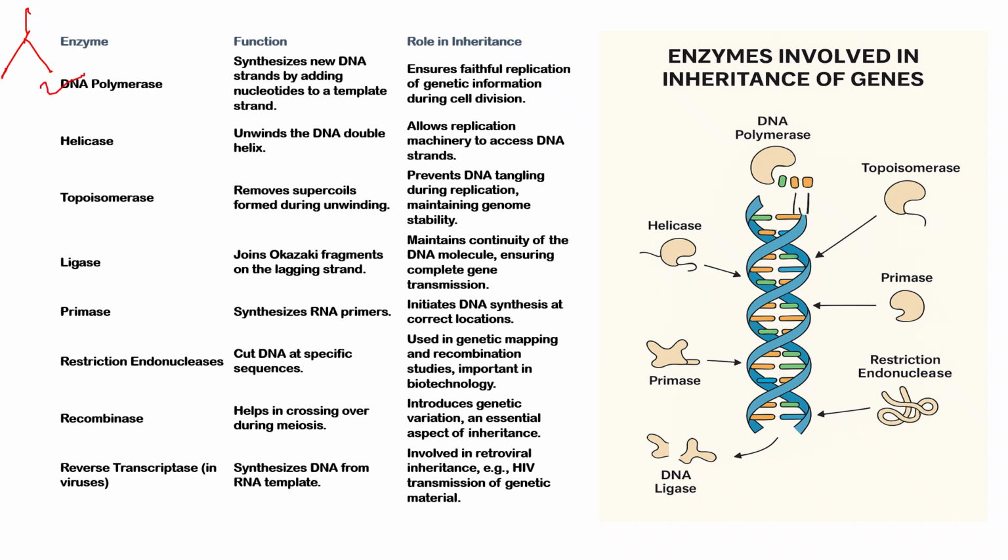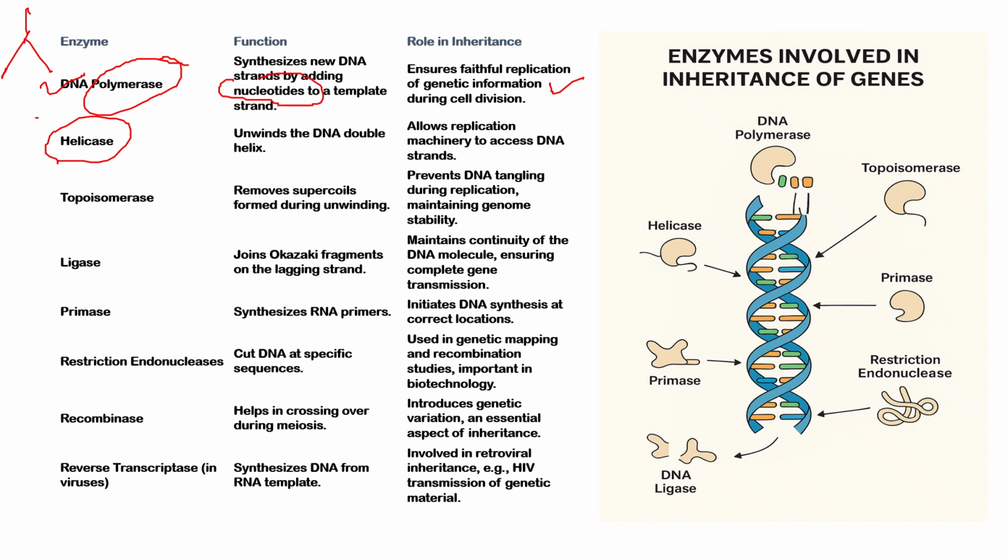The first enzyme is DNA polymerase. Poly means many; it helps in synthesizing new strands of DNA by adding nucleotides to the new strands. So that it can maintain proper cell division. Proper cell division and proper replication of the genetic information are seen during cell division. Helicase.